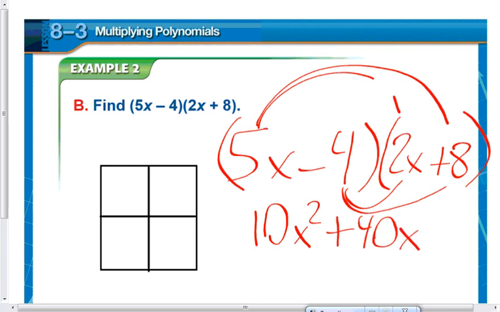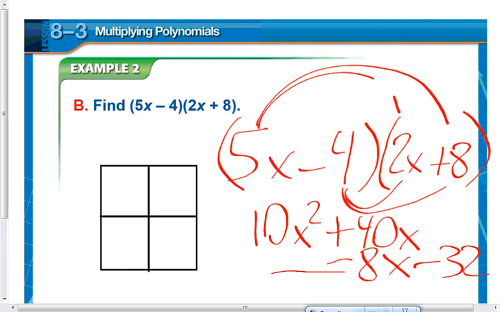Then we're going to move on to the next parentheses. So we're done with that first number. Now we got negative 4. This is a negative. We have to make sure to carry the sign while we're multiplying it. So negative 4 times 2x, that will be negative 8x. So we got that. Then negative 4 times 8, and that would be 32 again. So that's just negative 32.